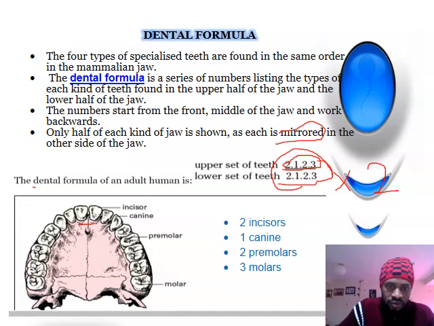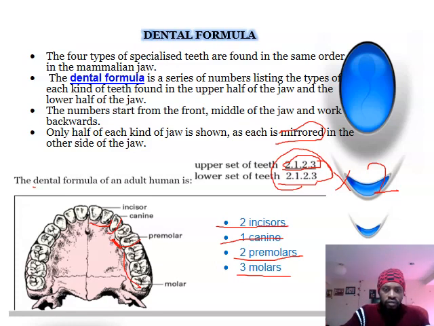Okay, I'm going to consider only one part. On this one part here, we have two incisors, one canine, two premolars, and three molars. That's what we have. This is the upper jaw of a human being as an example of an omnivore.